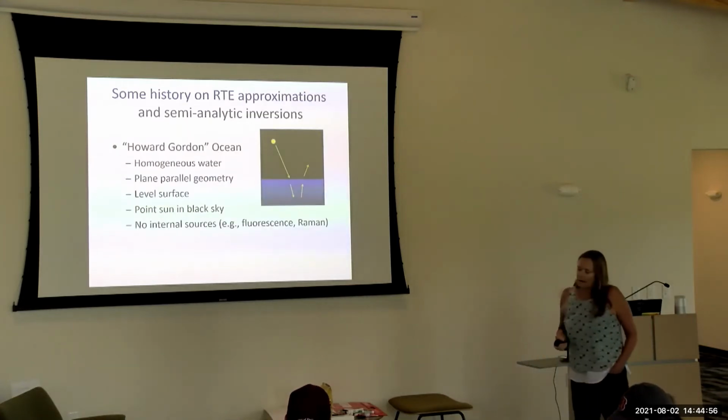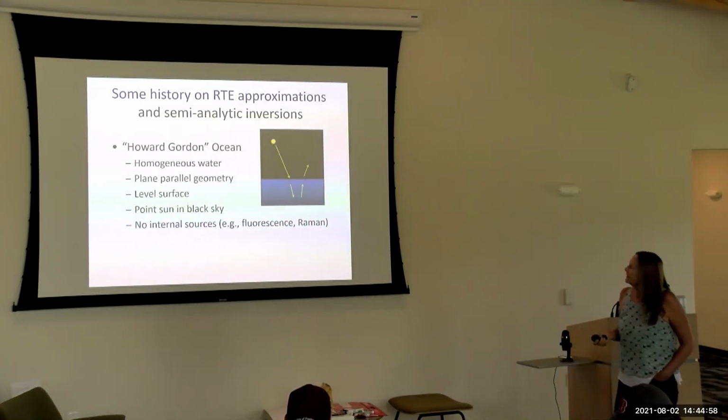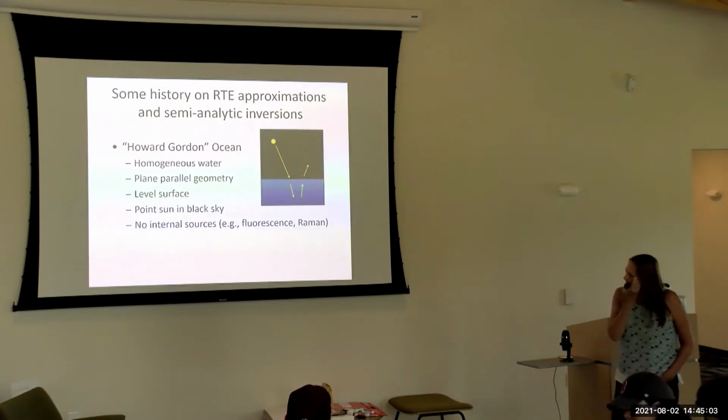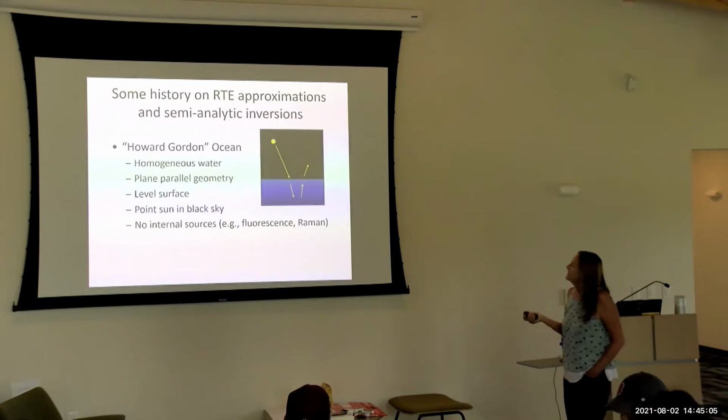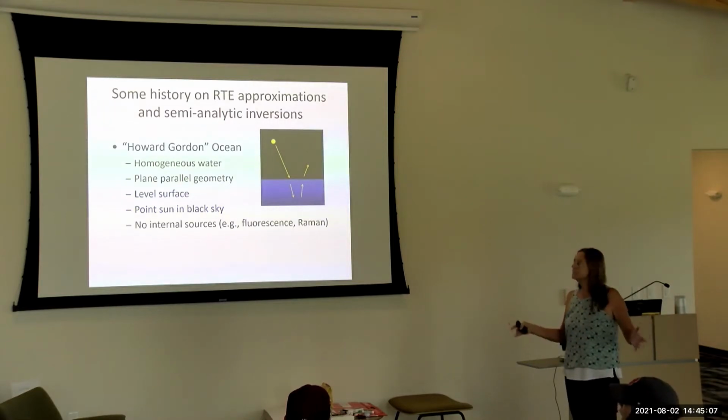Okay, so I want to give a little bit of history about some of the approximations in semi-analytical inversion. So we start with a Howard Gordon ocean, which is defined as the water being homogeneous.